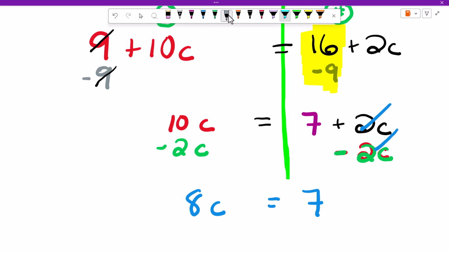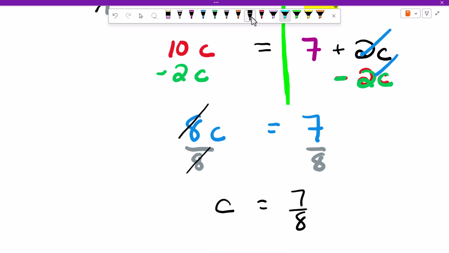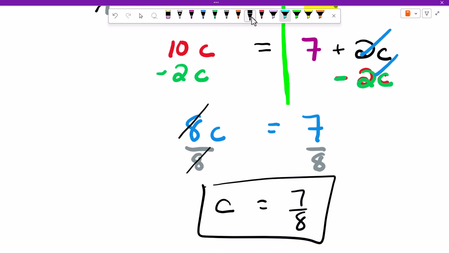Okay. Divide 8 here. Divide 8 here. Those 8s disappear. 8 divided by 8 is 1. You're left with just 7 over 8. And that's it. A lot more steps involved, right? The left side of the page adds another step.